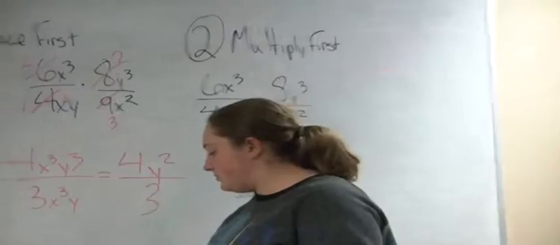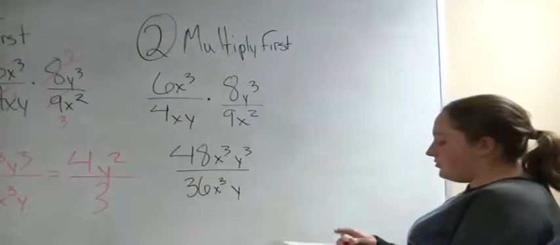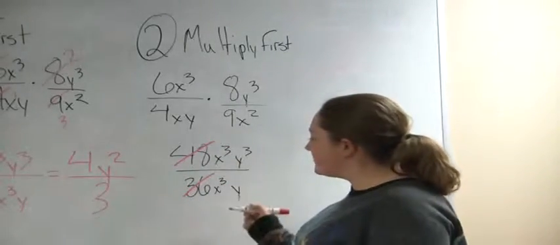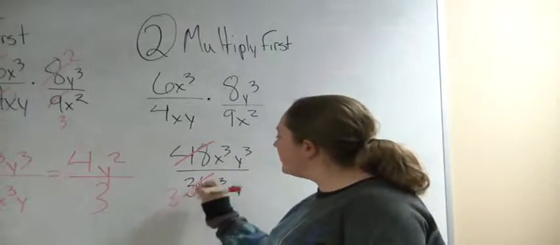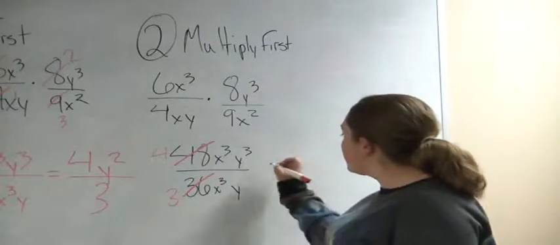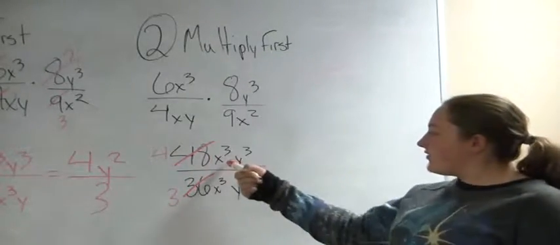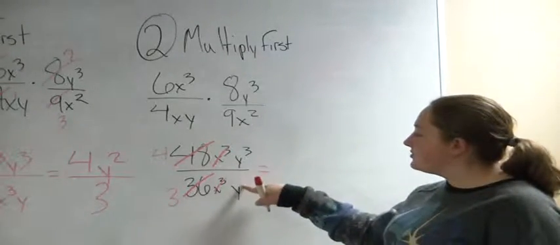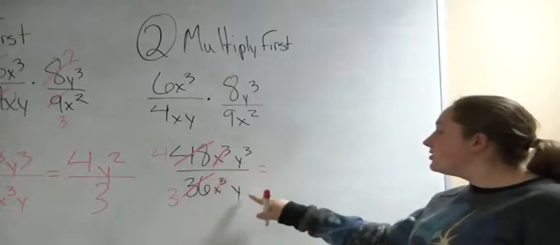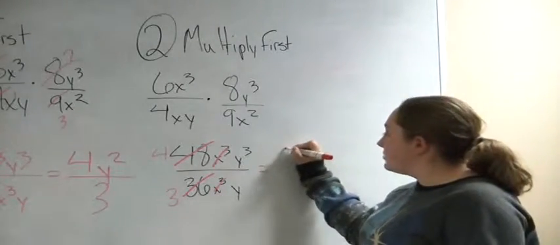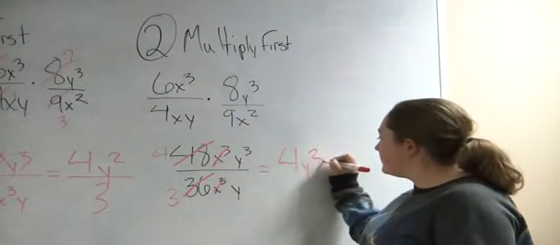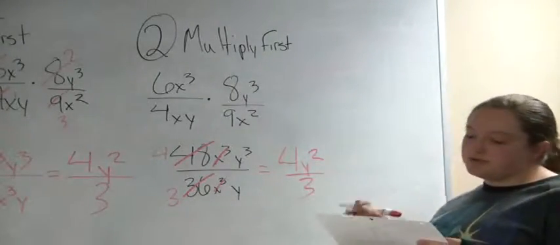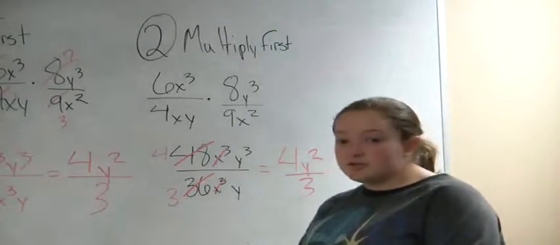So, what goes into 48 and 36? That would be 12. So if I divide both of these by 12, I'm left with 3 on the bottom and 4 on the top. Now, we have x cubed and x cubed. Obviously, those cancel out. And then we have 1 y down here and 3 y's up here. So we're going to move this y up here. So we're left with 4y squared over 3. So that's the 2 different ways that you can solve a monomial. Now I'm going to show you some other examples.